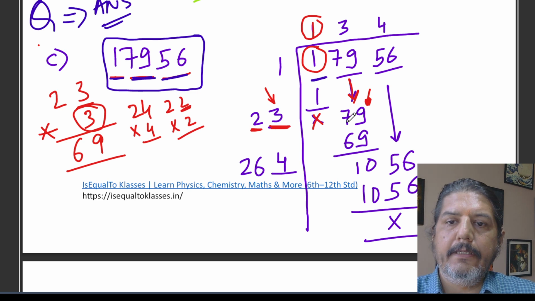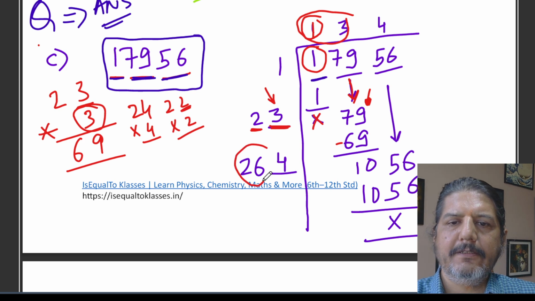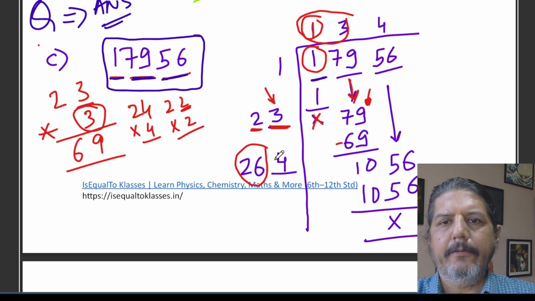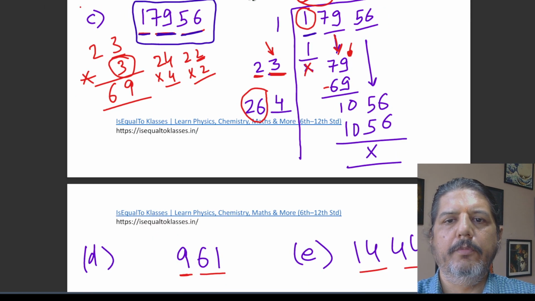So I take the remainder, 79 minus 69 is 10. Then again I focus on 1056, then 13 2s are 26. 26 has come here. Then put like this.